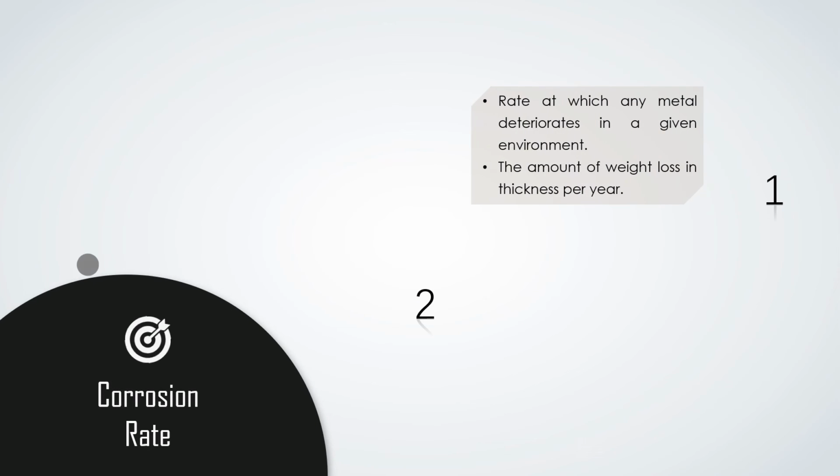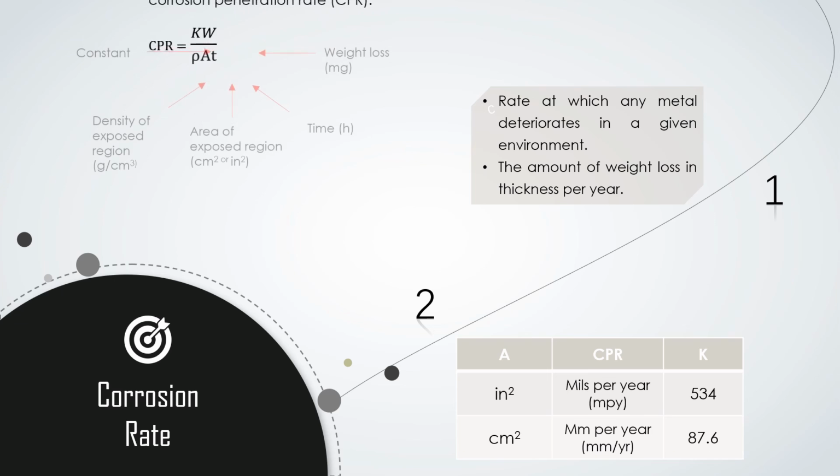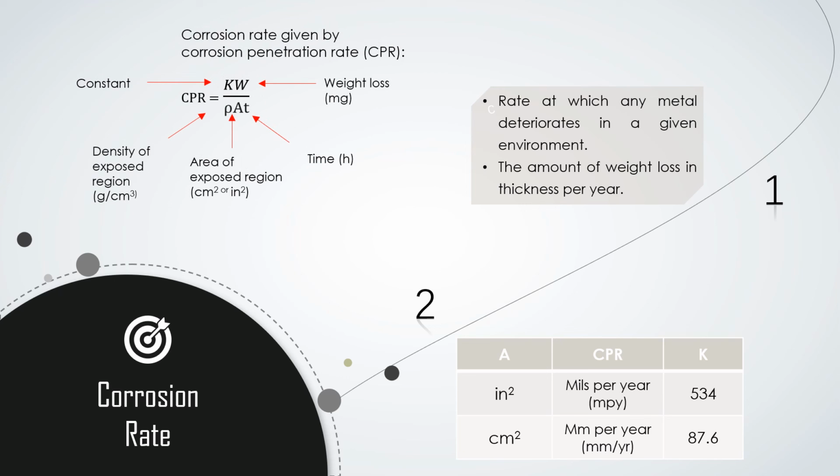The corrosion rate is the rate at which any metal deteriorates in a given environment. It can also be described as the amount of weight loss or loss in thickness per year. There are 2 different units usually used for corrosion rate, shown in this table. Besides, the corrosion rate given by the corrosion penetration rate is shown above.